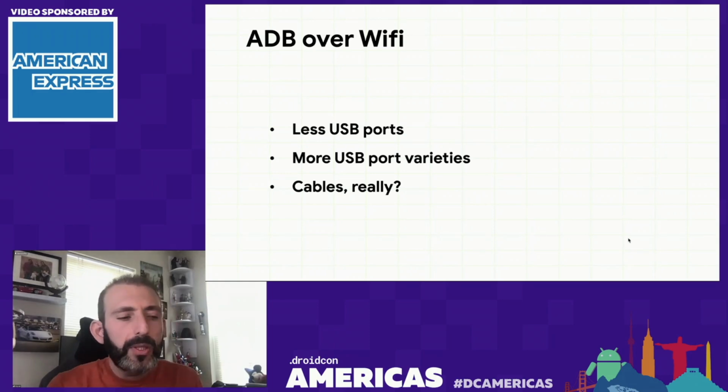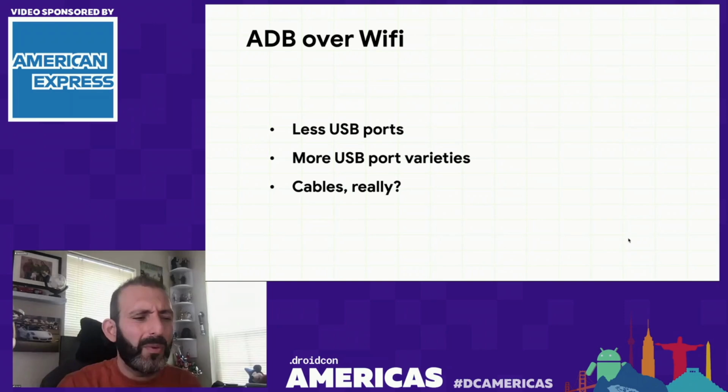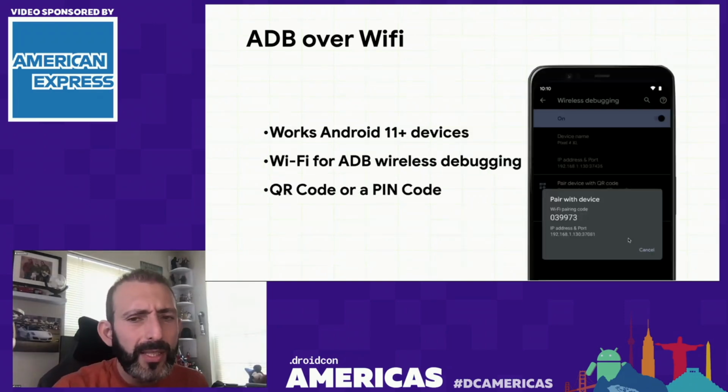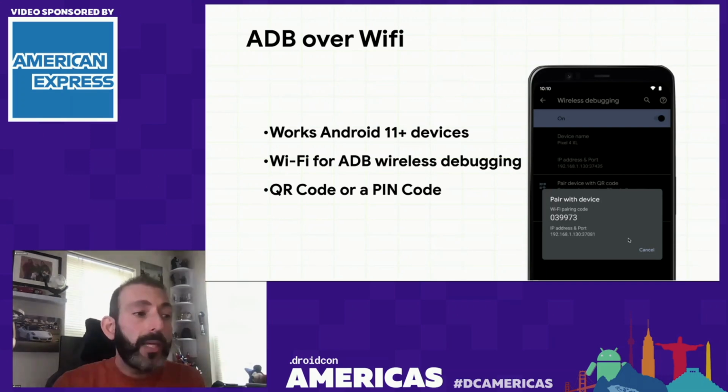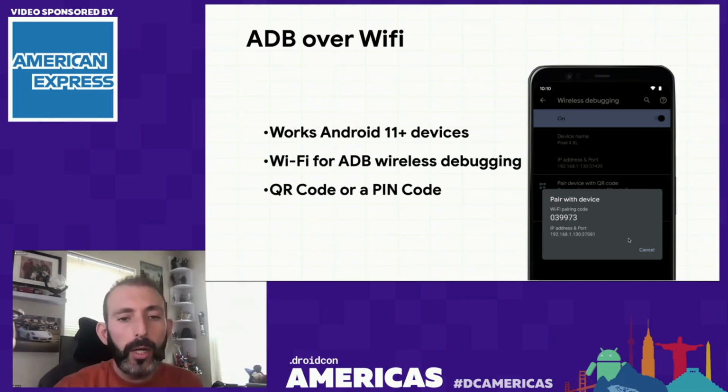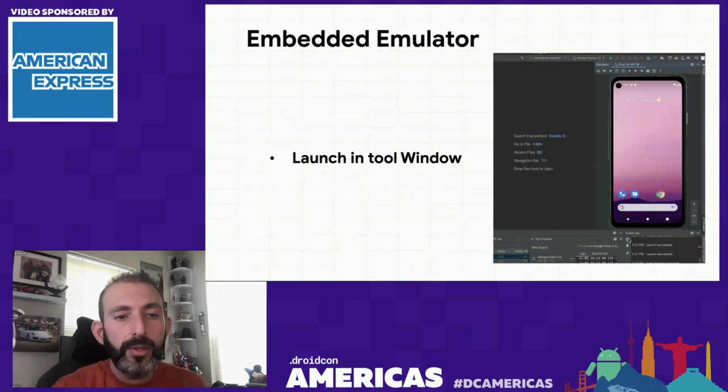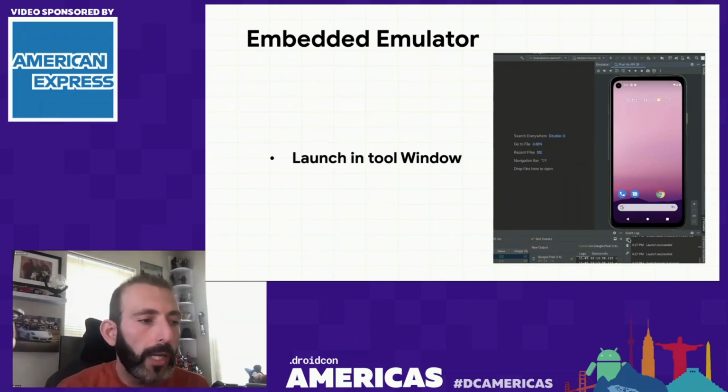As if this is not enough, we have different combinations of USB ports and cables. You can easily forget the cable you need while leaving your house and end up not being able to connect your device to your laptop. And besides all these, we have had wireless internet for decades and even wireless charging for quite a while. So why do we need cables? With ADB over Wi-Fi, you can use a QR code or a PIN code to pair your device. It works with devices running Android 11 or above, and once you connect, you can debug everything over Wi-Fi.